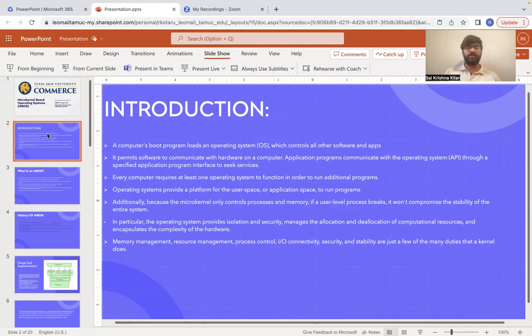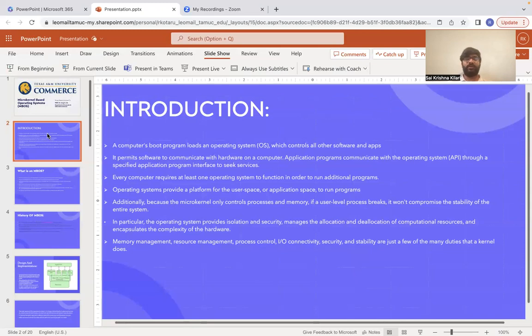Every computer requires at least one operating system to function in order to run the additional programs. Operating systems provide a platform for the user interface and also application space to run the programs. Additionally, because the microkernel only controls the processes and memory, if a user process breaks, it won't compromise the stability of the entire system. In particular, the operating system provides isolation and security, manages the allocation and deallocation of the computational resources, and encapsulates the complexity of the hardware.